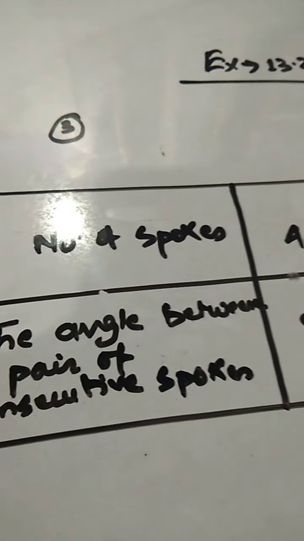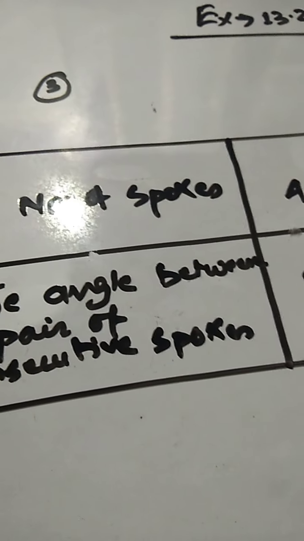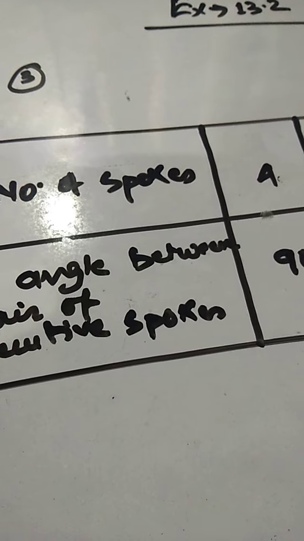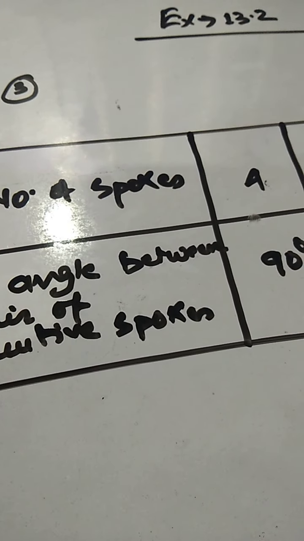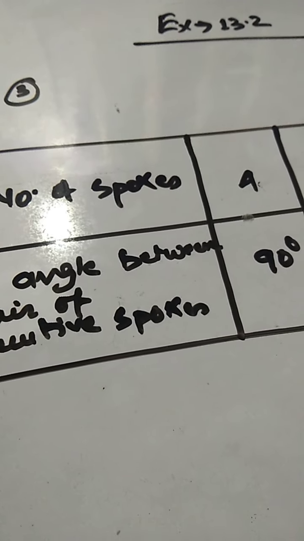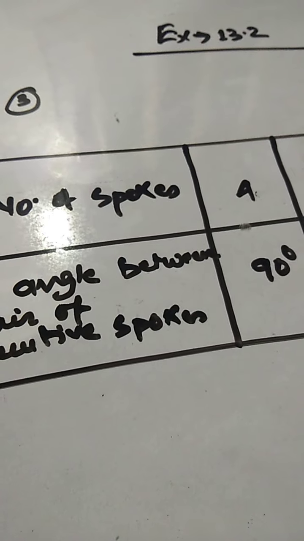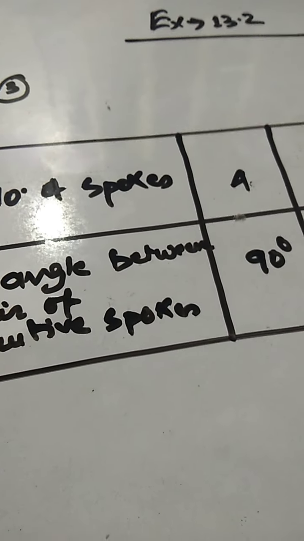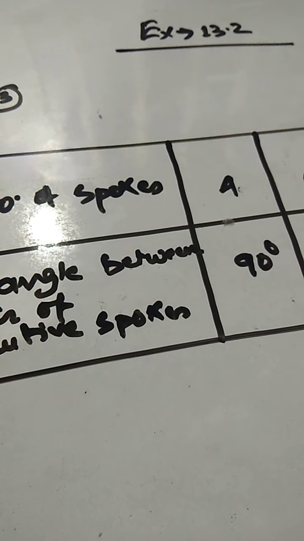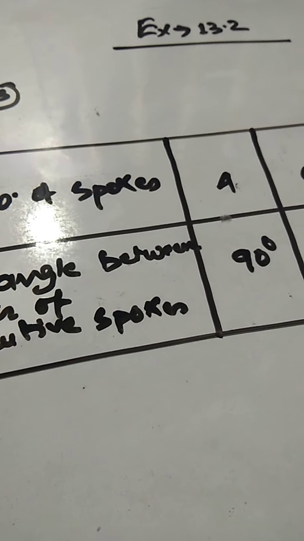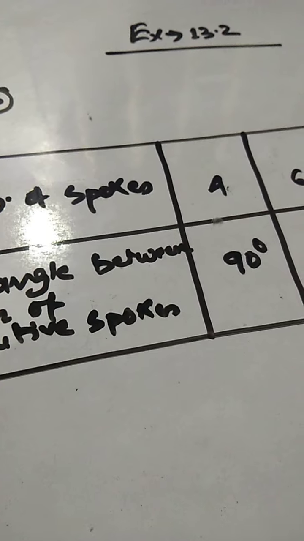Hello students. Now in this session I will explain question number 3 of exercise 13.2. Now in question number 3 we have Rahman is making a wheel using spokes. He wants to fix equal spokes in such a way that the angle between any pair of consecutive spokes are equal. Help him by completing the following table.